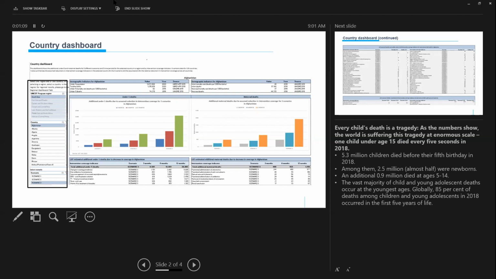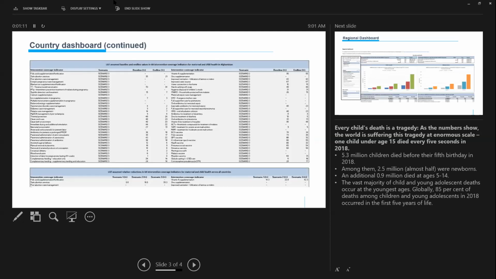And below, if you scroll down on the dashboard, you also see the baseline in the coverage indicator in the country, and the modeled decrease in the scenario you have selected. And below, as Tim has presented, we summarized the reduction applied to each of the interventions, and that is the same across all countries. So this table below would be the same for whatever country you choose.